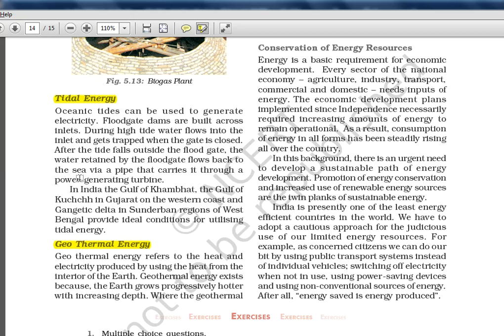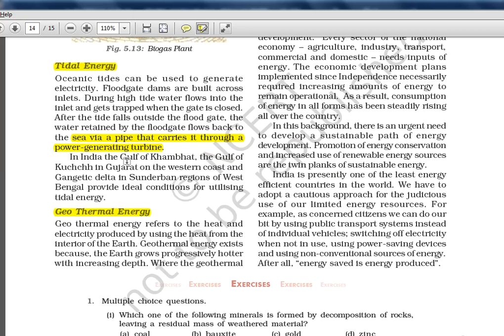So again, near the sea. Okay, to rotate the turbine. Whatever I told is the same thing only. You don't have to worry. Nothing extra is there. Gulf of Khambat, Gulf of Kutch, you know, in Gujarat. You should know which is Gulf of Khambat and which is Gulf of Kutch. Okay, try to see in the map. Then West Bengal provides ideal conditions for utilizing tidal energy. So the coastal states in east and west, both Gujarat and West Bengal, they have this potential of tidal energy.